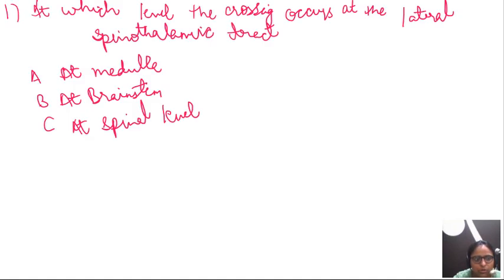Talk about the spinal cord and the anatomy and physiology of the spinal cord, part 4. So we will discuss the other tracts which are left. But before that, we will discuss the question which I gave you yesterday. Let's discuss it. The question was: at which level does the crossing occur in the lateral spinothalamic tract?